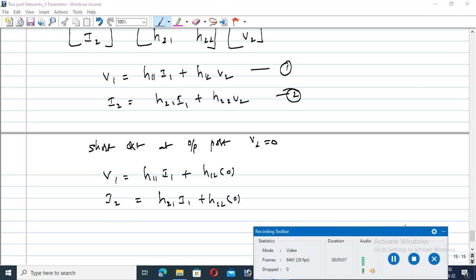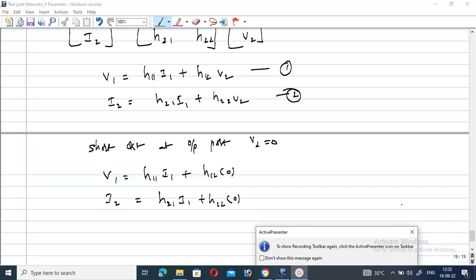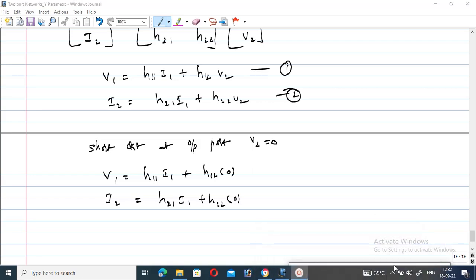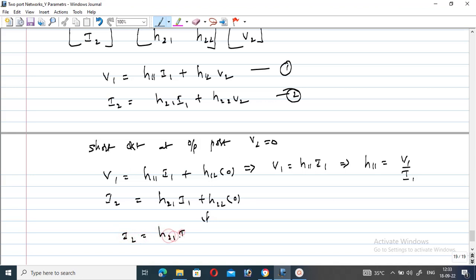So from this equation, what are we getting here? From the first equation, V1 is equal to H11 into I1, that is, H11 is equal to V1 by I1, one equation, right? So from this equation, I2 is equal to H21 into I1. From this equation, we are getting H21 is equal to I2 by I1. Okay, I will give the names for this one later, right?